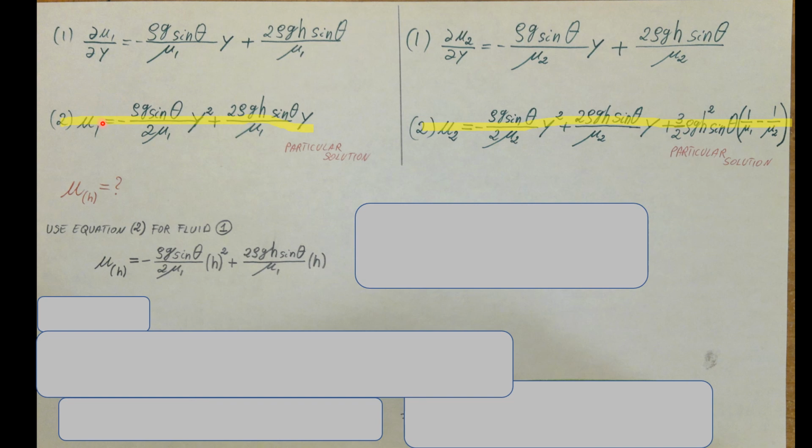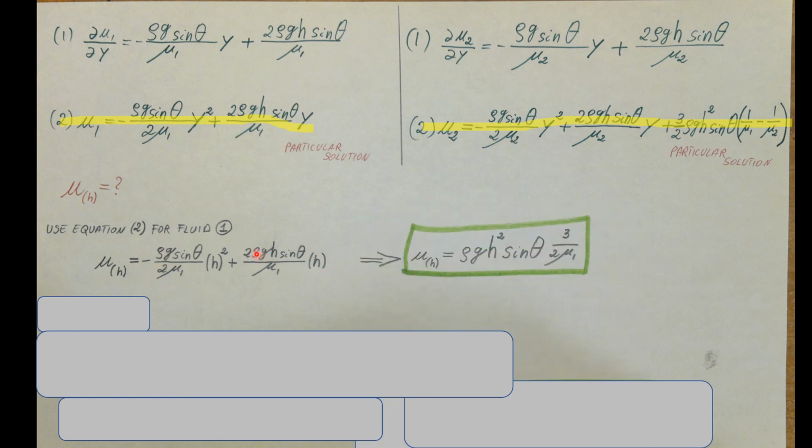And what do we have to do with it? We need to plug h into the location of y, and that's going to give us the value for u1 at the interface. So that's all we do. Take the equation, plug in h, clean it up, bam, there you go. This is an actual value. There's no more unknowns in it, right? Every single value is considered known. So there it is, our first answer.